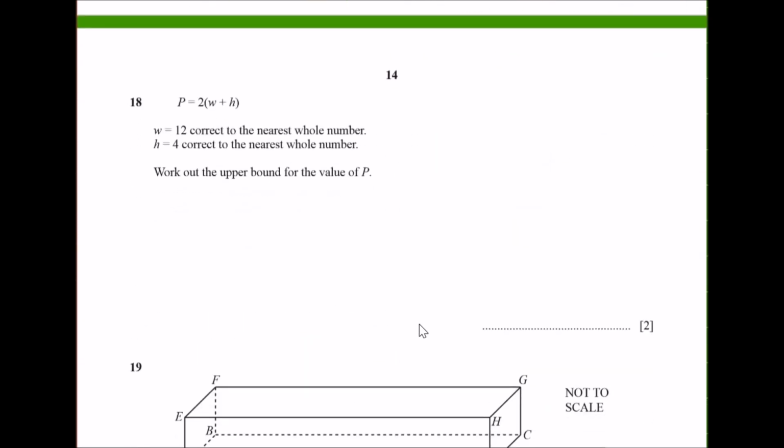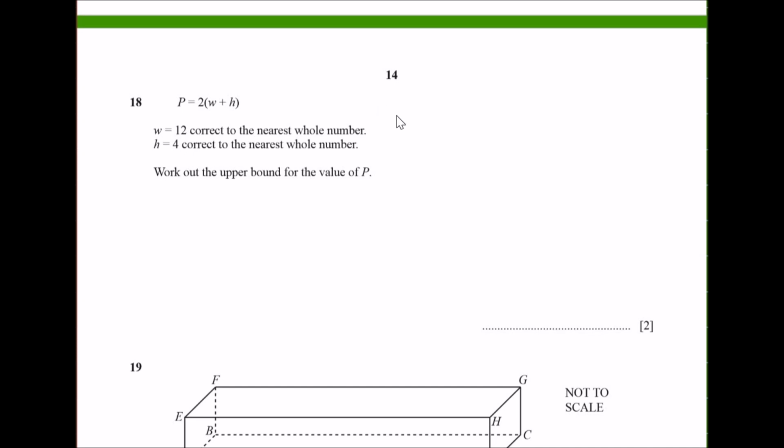Let's go to the next question. 18. It says P equal to 2 times W plus H. W equal to 12, correct to the nearest whole number. H equal to 4, correct to the nearest whole number. Work out the upper bound for the value of P. So we have to find the upper bound, and there is addition involved. What it means, we need to take upper bound of W and upper bound of H, add together, then multiply by 2 to get the upper bound of P.